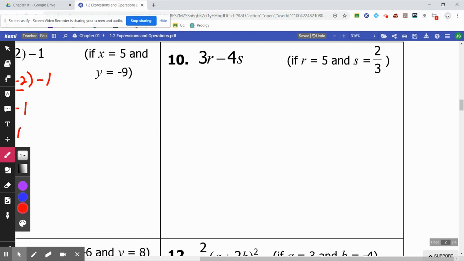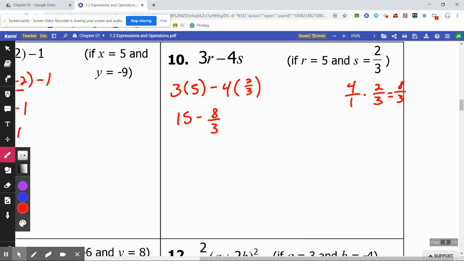Number 10, 3 times r, which is 5, minus 4 times s, which is 2/3. Multiplication comes first because we don't have any exponents or anything inside a grouping symbol, so 3 times 5 is 15. And in the same step, we can go ahead and multiply 4 times 2/3. That will not cross cancel, so 4 times 2 is 8. 1 times 3 is 3, so we have 8/3.